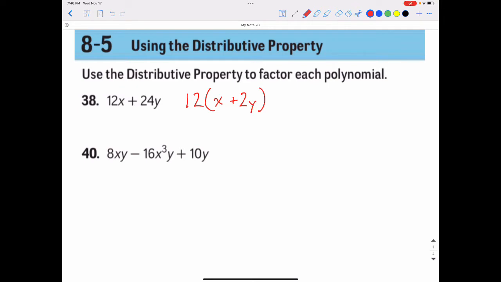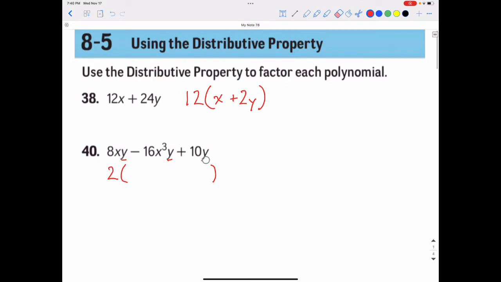On 40, to factor that by distributive property, the largest number that goes into 8, 16, and 10 is 2. So I will factor that out. And also notice they all contain a y. So since all the terms contain a y, I'll also factor out a y.